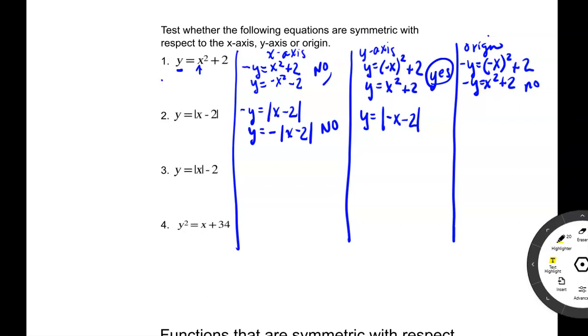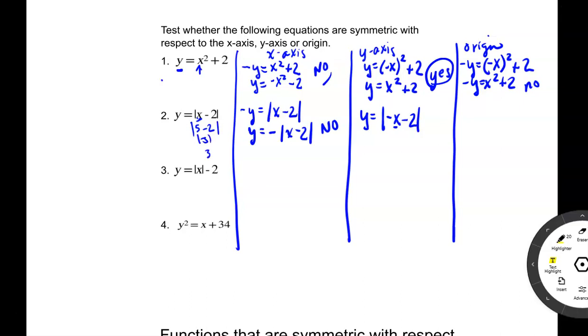So let's just try plugging a number in. Let's just say x equals 5. I'm just picking a number. If this is symmetrical, if I plug x equals y into this one, I should get the same thing as if I plug x equals y into our new one. So if I plug x equals y in here, I get 5 minus 2, taking the absolute value of that.